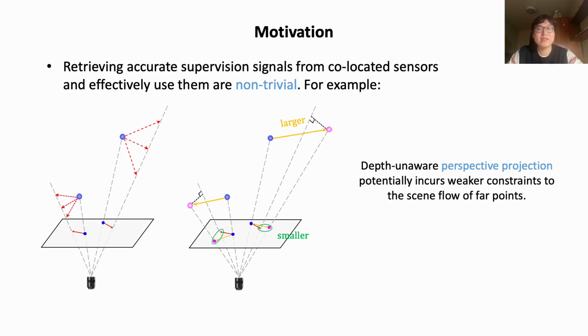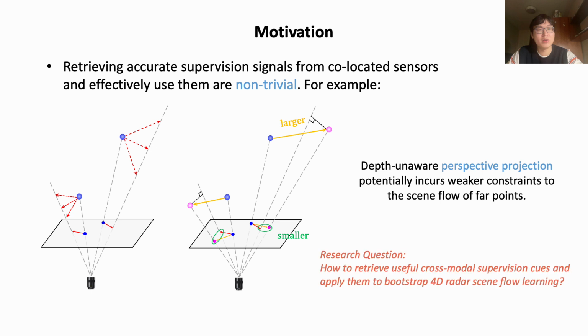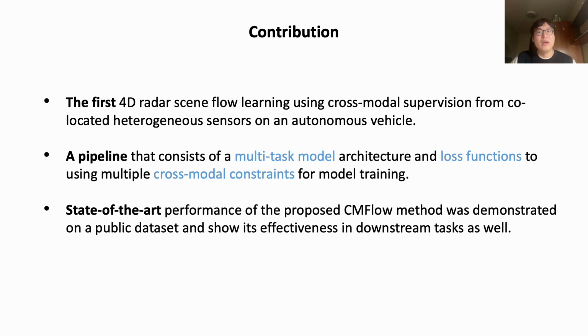However, retrieving accurate supervision signals from collocated sensors and effectively using them is non-trivial. For example, the depth ambiguity via perspective projection potentially incurs weaker constraints to the scene flow of far points. This motivates us to consider the following research problem: how to retrieve the cross-modal supervision signals from collocated sensors on a vehicle and apply them to collectively bootstrap 4D radar scene flow learning. The contribution of this work can be summarized in 3 points on this slide.